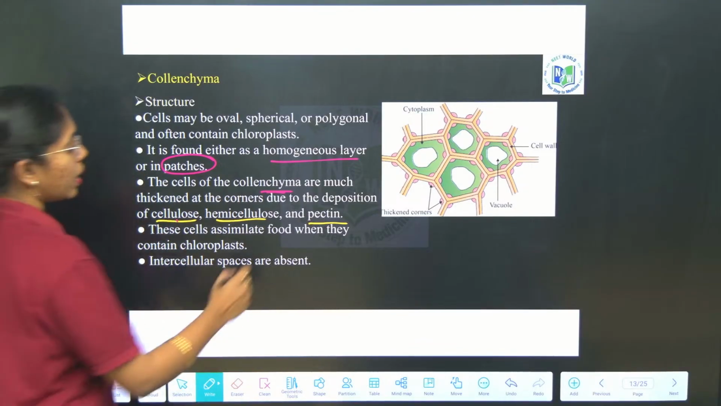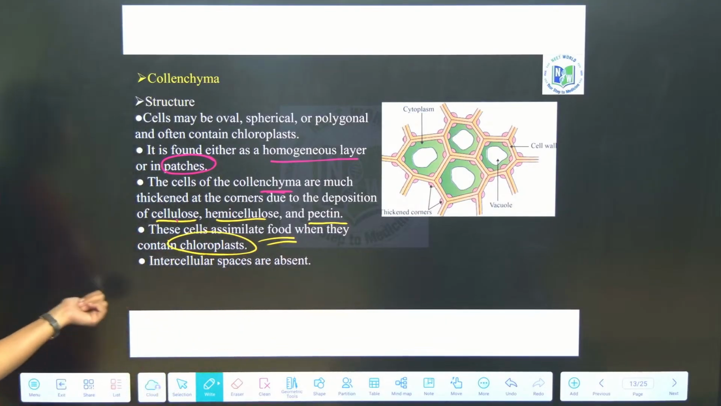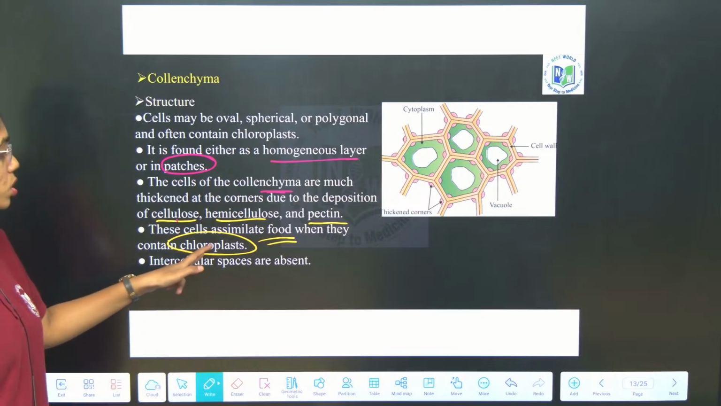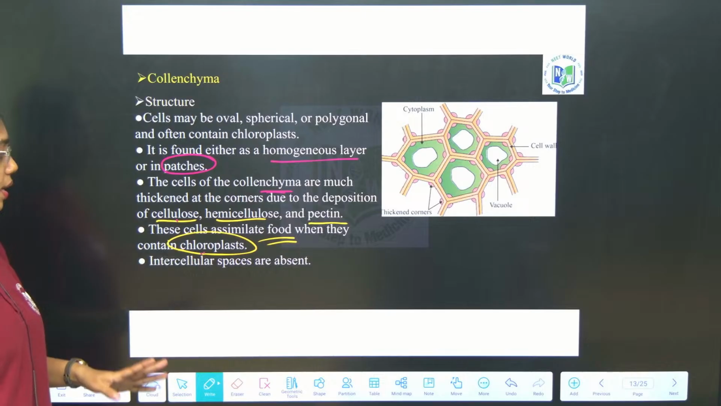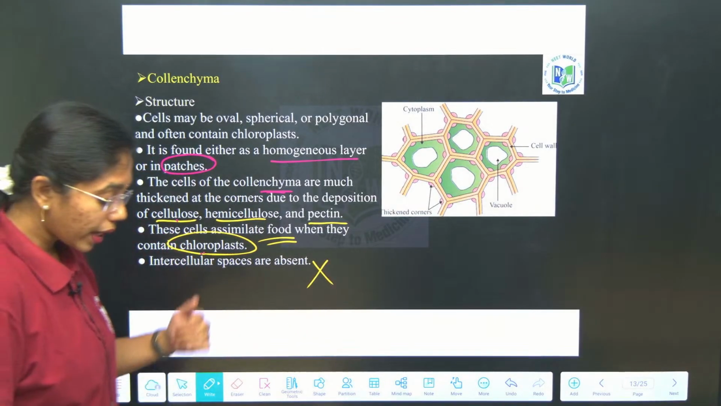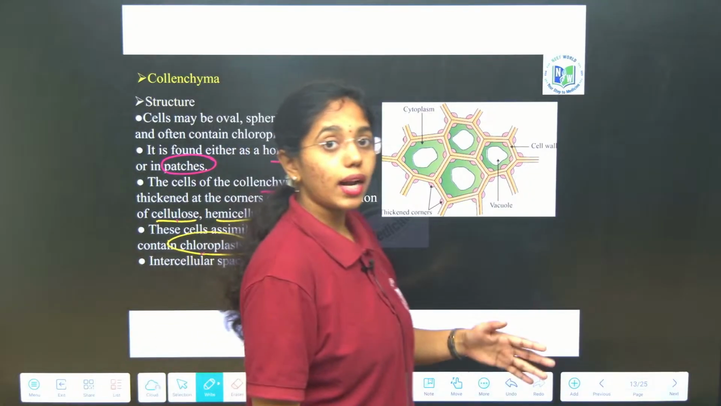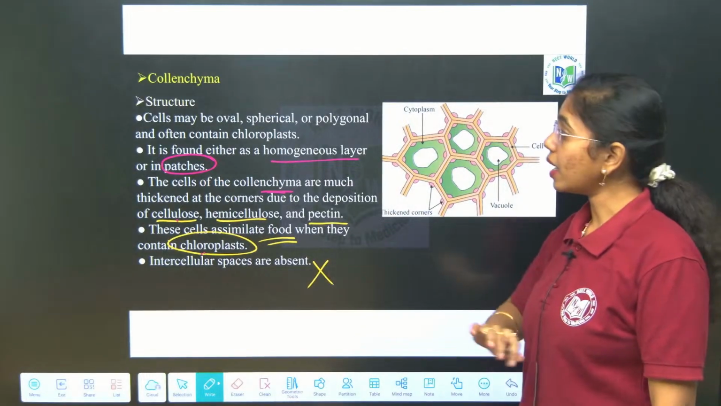These cells assimilate food when they contain chloroplast. Those collenchymatous cells which have chloroplast in them assimilate food. Intercellular spaces are totally absent. If you take parenchymatous cells, intercellular spaces are present, but in collenchyma, intercellular spaces are absent.